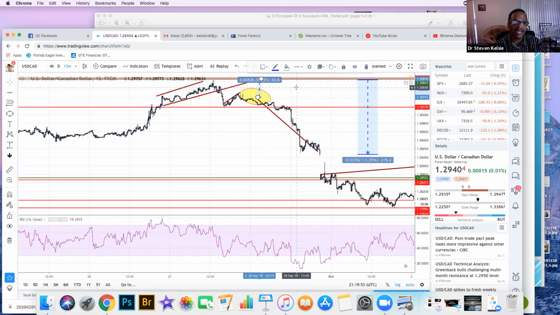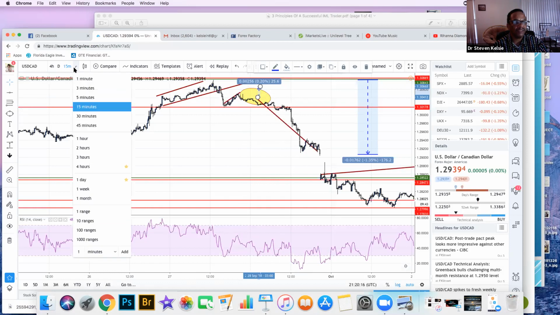43 pips, not bad. That's a little bit too much. I probably would have put it right up under this wick, 40 pips, or even after this trend line right here, 25 pips. Why am I not afraid to have a tight stop loss? Because I got confirmation that it's going to continue down. I'm not worried about it.